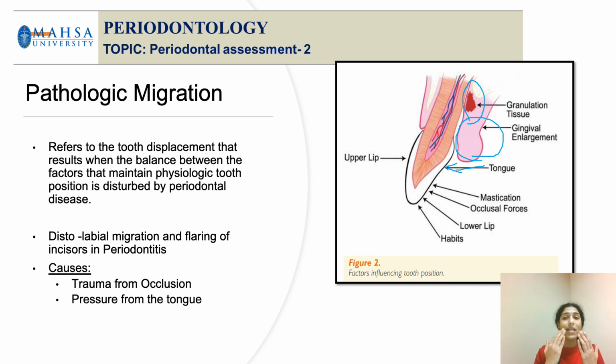They move distally and labially. That's why you see a lot of spacing in the pictures. So the causes for this pathologic migration can be periodontal disease, trauma from occlusion, or tongue thrusting. It depends upon what is actually happening. But in pathologic tooth migration, definitely the tooth is already weakened due to periodontal disease.